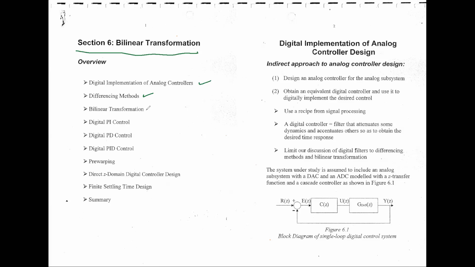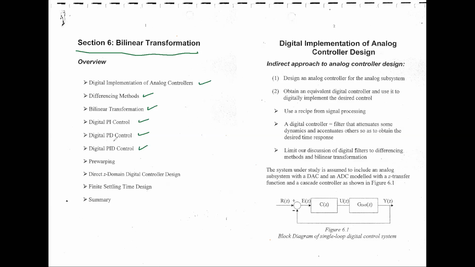Bilinear transformation, you have also seen how to do bilinear transformation in the last lecture, so we'll just look at an overview of the results from it. We'll look at the digital PI controller. A PI controller is a proportional integral controller. We have looked at equations for the analog PI controller, so we'll see how we can apply bilinear transformation to get a digital PI controller. We'll look at the digital PD controller and the digital PID controller.